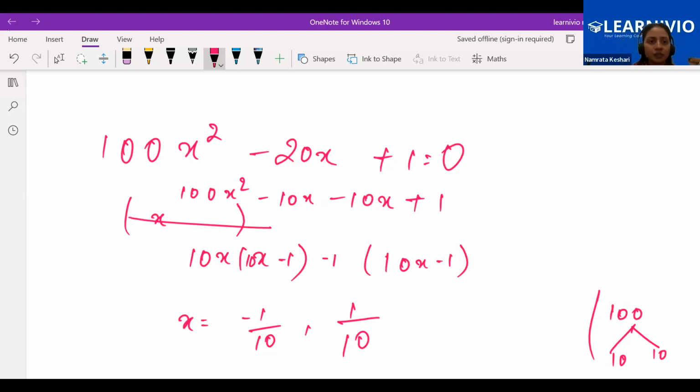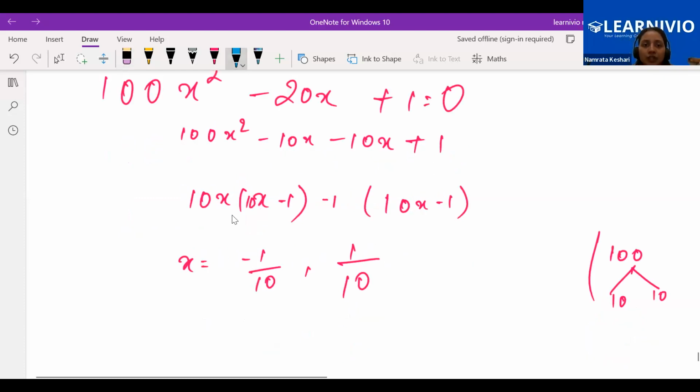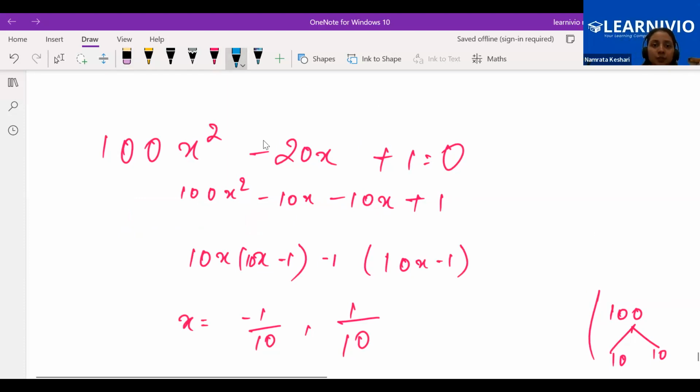Can you see it, Zoha? Only the signs are different. No, the signs are also not different, Zoha. Check it. Can we split this minus 20 as this one? We can, right? Because minus 10x minus 10x becomes this minus 20. That is correct.